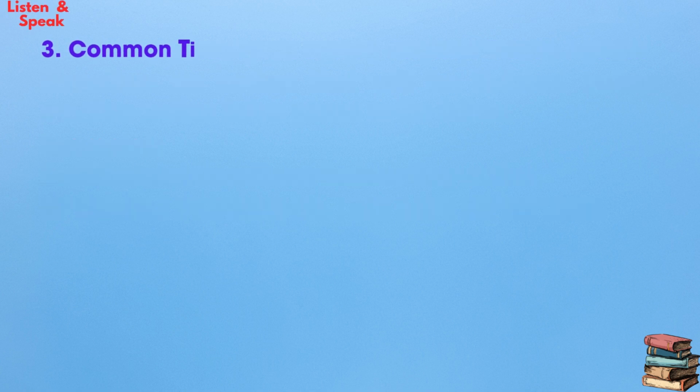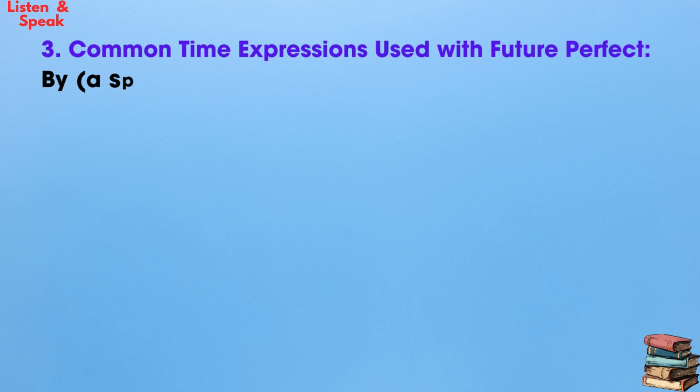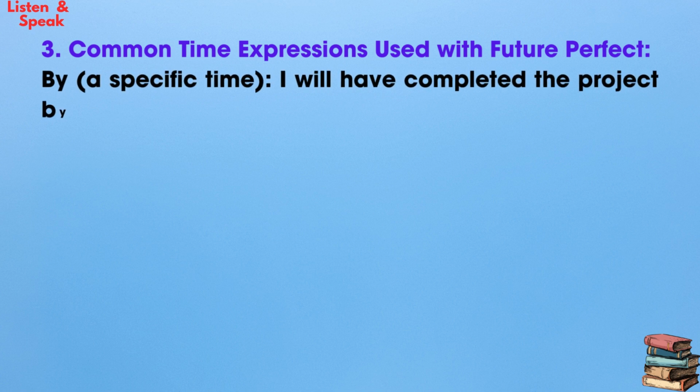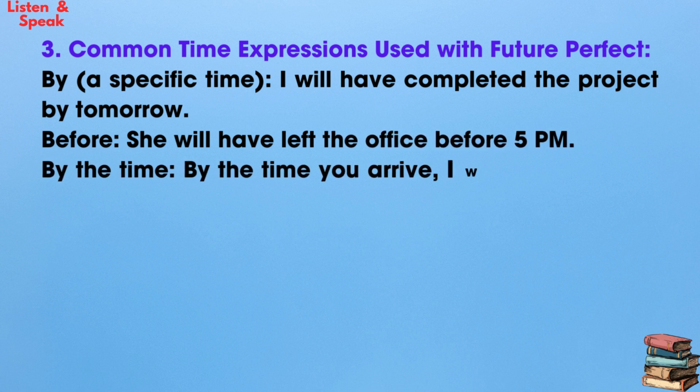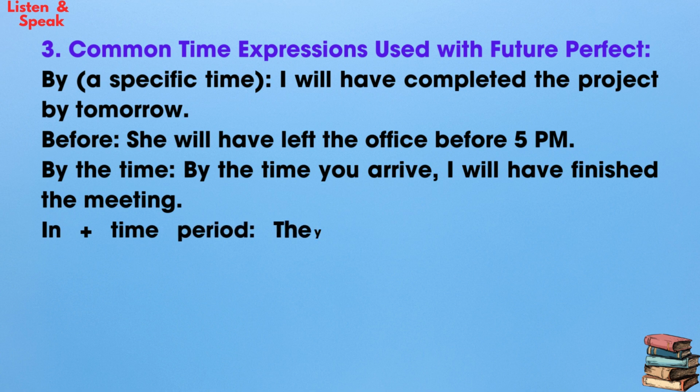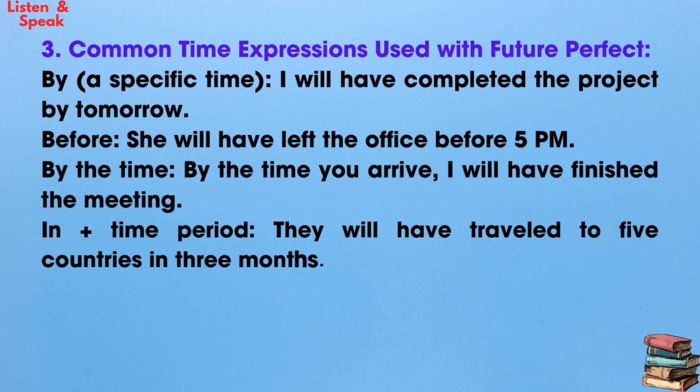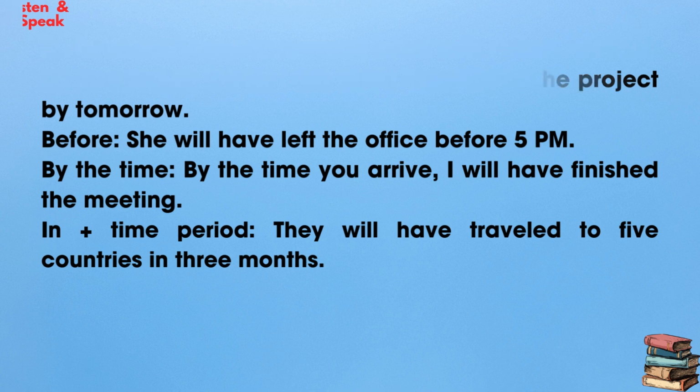3. Common time expressions used with future perfect. By a specific time: I will have completed the project by tomorrow. Before: She will have left the office before 5 p.m. By the time you arrive, I will have finished the meeting. In a time period: they will have traveled to 5 countries in 3 months.